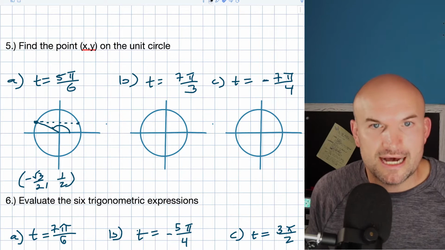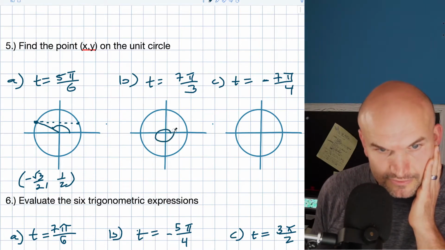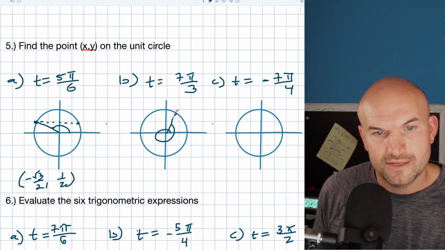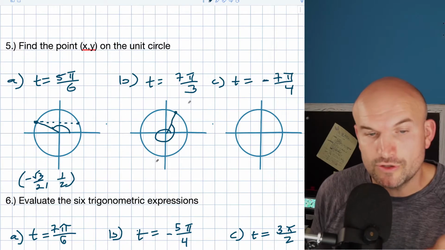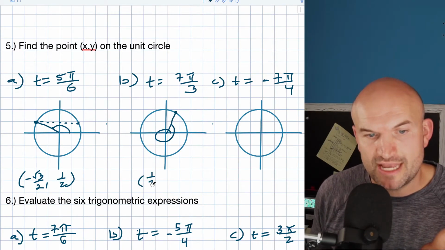Okay. Over here, I have 7 pi over 3. So that's going to be all the way around the circle. And then 7 pi over 3 will be 6 pi over 3, and then I'm going to have an extra pi over 3, which is right here. Now, hopefully, you know the points in the unit circle. In the first quadrant, that's going to be 1/2, comma square root of 3 over 2.